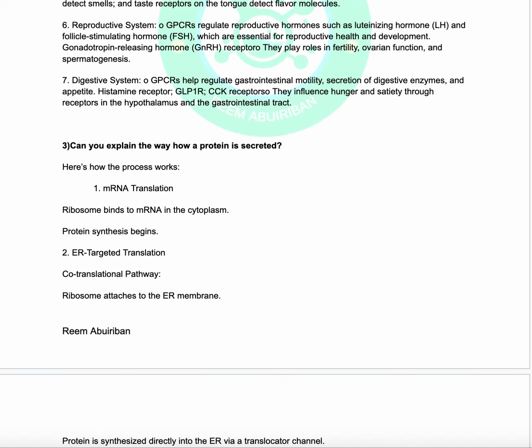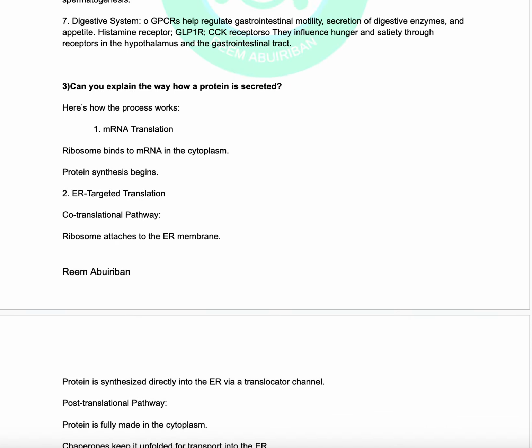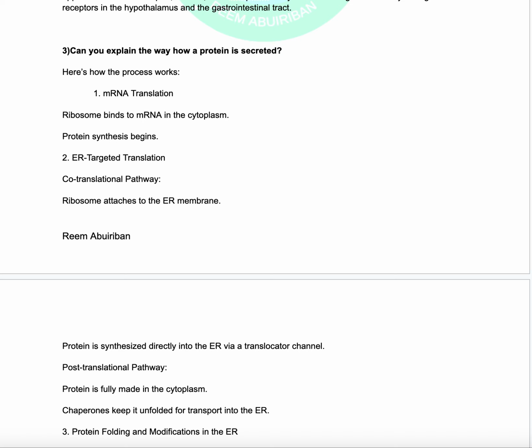Can you explain how a protein is secreted? Here's how the process works. The first step is mRNA translation. The ribosome binds to the mRNA in the cytoplasm, and then protein synthesis begins. Then the co-translational pathway, which is endoplasmic reticulum targeted translation. In the co-translational pathway, the ribosomes attach to the endoplasmic reticulum membrane, and the protein is synthesized directly into the endoplasmic reticulum through something called the translocator channel.